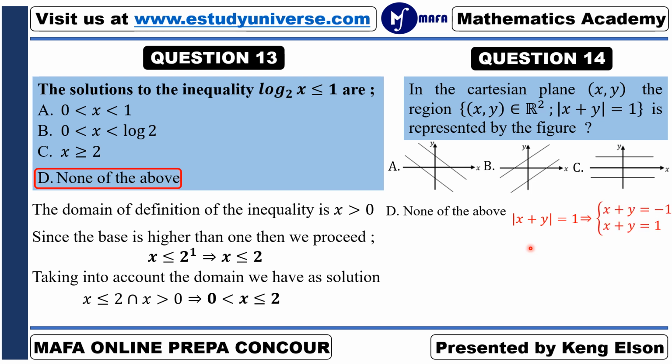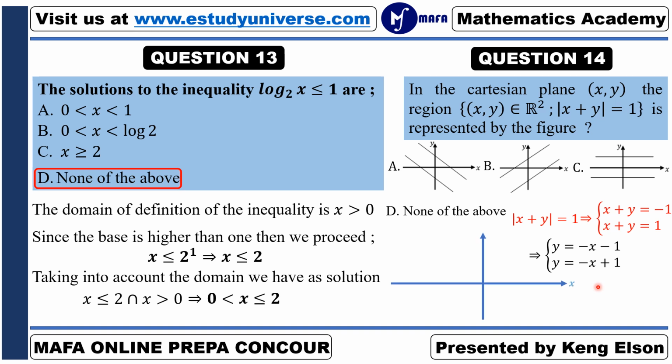It simply means that x plus y will be plus or minus 1. Okay, because it is only plus or minus 1 that, when you take the absolute value, is going to give you 1. So x plus y should be either negative 1 or it should be 1. Now if you look for y as a function of x, we are going to have two lines. The first line is negative x minus 1 and the next line is negative x plus 1. The two lines are parallel to each other, and they have different intercepts.